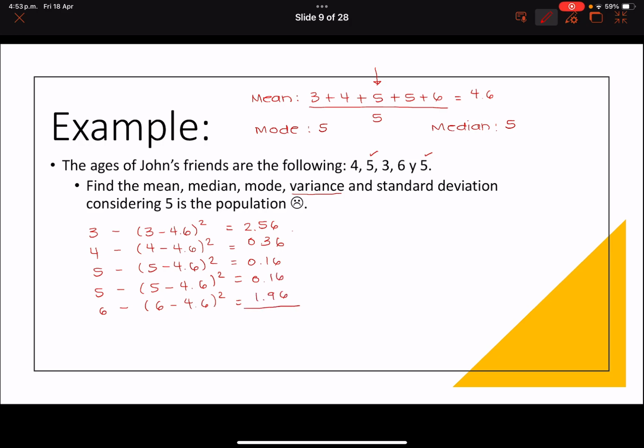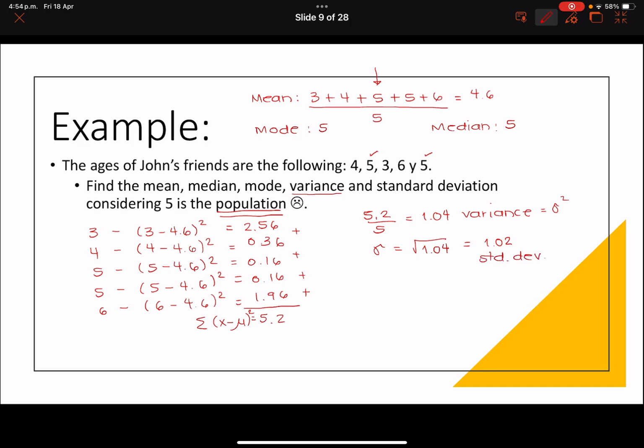The formula tells me that I have to add all of them, so I have a total of 5.2. This is the summation of x minus mu squared. Now I have to divide the 5.2 by my total number of data. Remember, this is a population, so I need an n. So this is 1.04. This is the variance, sigma squared. But the standard deviation is going to be the square root of 1.04, and that is 1.02. This would be the standard deviation.